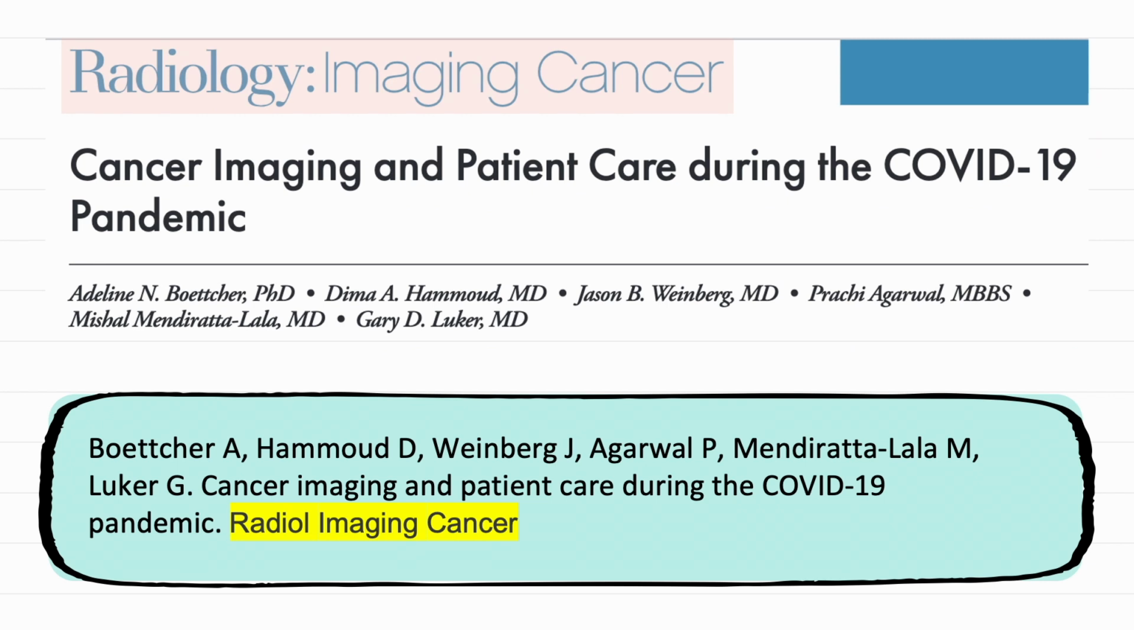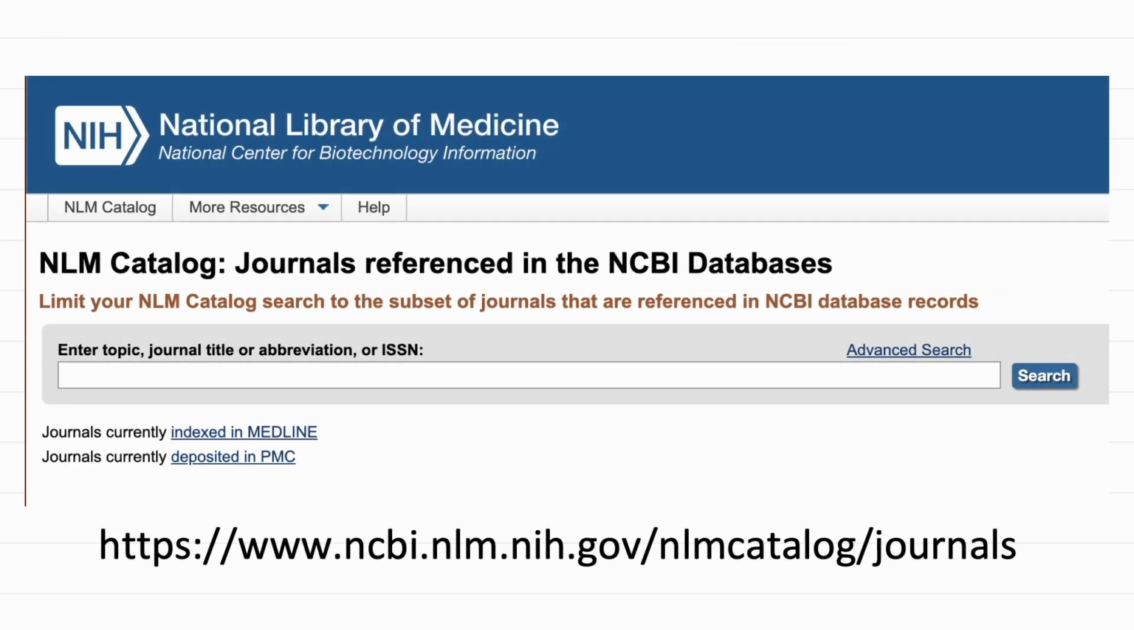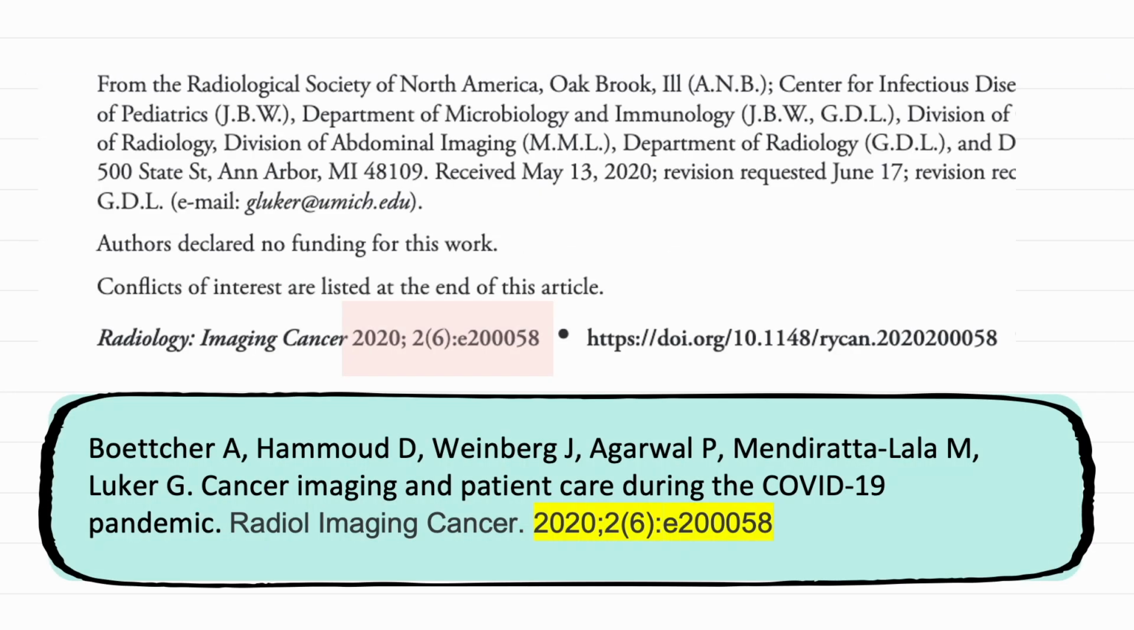Vancouver style uses abbreviated journal titles rather than writing out the full formal title of the journal. The titles of the journals must be abbreviated according to the style used in the National Library of Medicine's NLM catalog. This NLM database allows you to search for the abbreviations for commonly used medical journals. Then, provide the year, volume, issue, and page numbers for the journal to allow readers to quickly locate the correct article in this format.